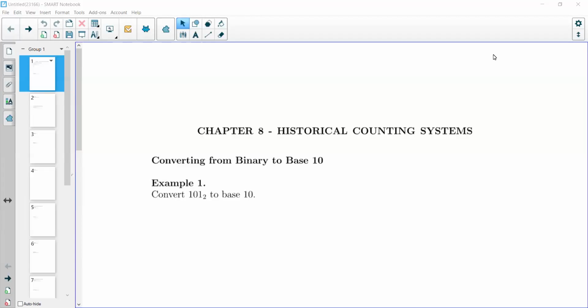So today we're looking at historical counting systems. We'll look at changing bases. Then we'll take a quick look at a Peruvian counting board, and we'll look at a Mayan counting system as well.